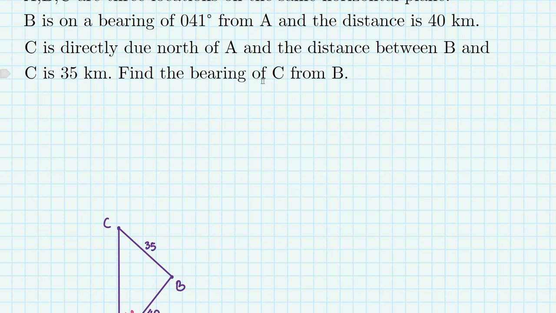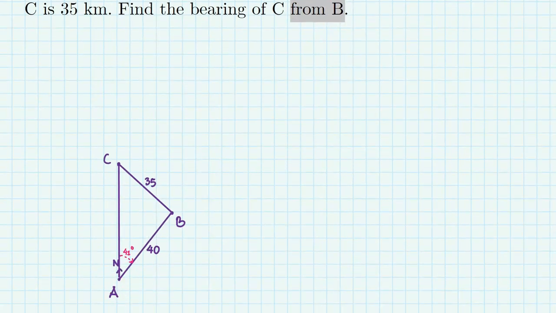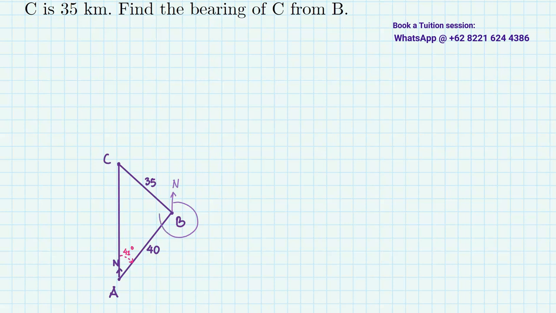The question is asking for the bearing of C from B, right? So from B, we're going to draw the bearing, north direction to where C is. Okay, how are we going to find this angle? This is the angle that we actually want to find. So you can concentrate on looking at this triangle ABC. We already know angle A of triangle ABC is 41 degrees, right? We also know 2 sides of that triangle ABC. Side AB, we know the length is 40. Side BC, the length is 35.